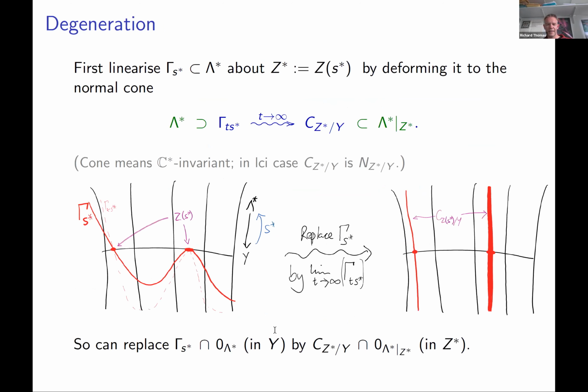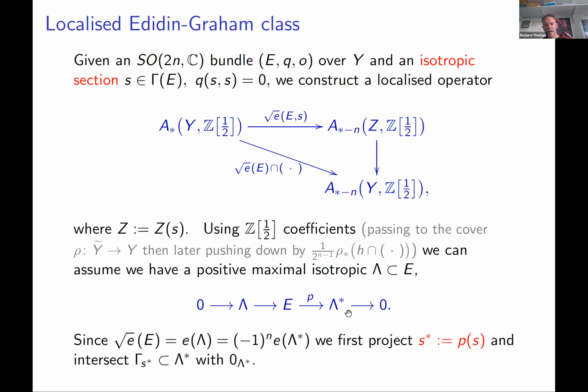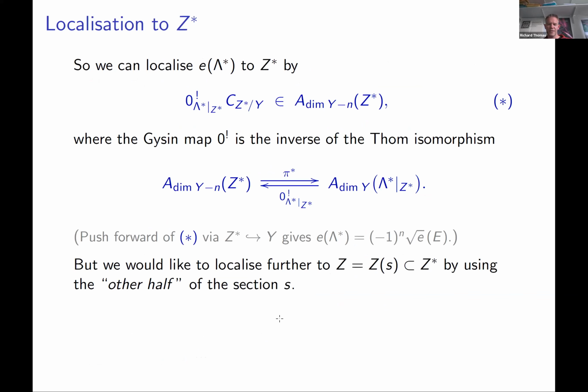Let me go back to that exact sequence. I've localized to the zeros of S dual, on the locus called Z dual. S dual vanishes there, so my section goes to 0 here, so actually it lies in lambda. So on Z dual I now have a section of lambda, not lambda dual anymore, and I'm going to try and use that to localize further.